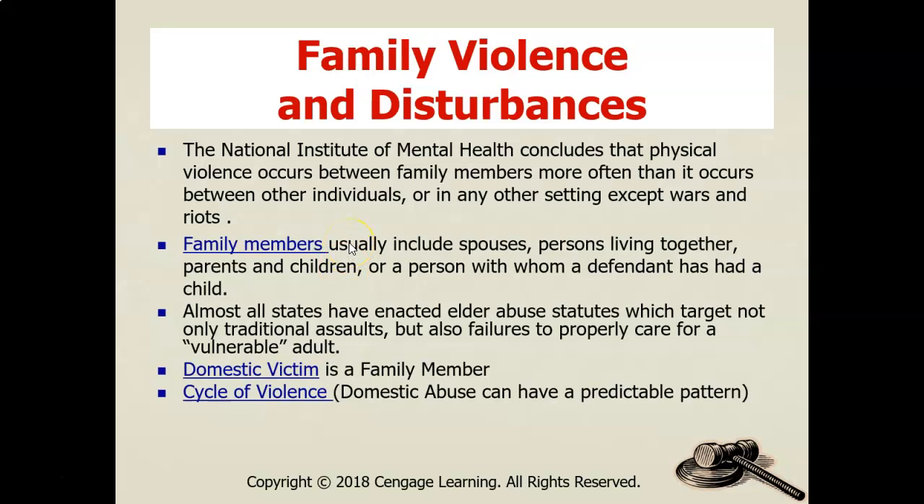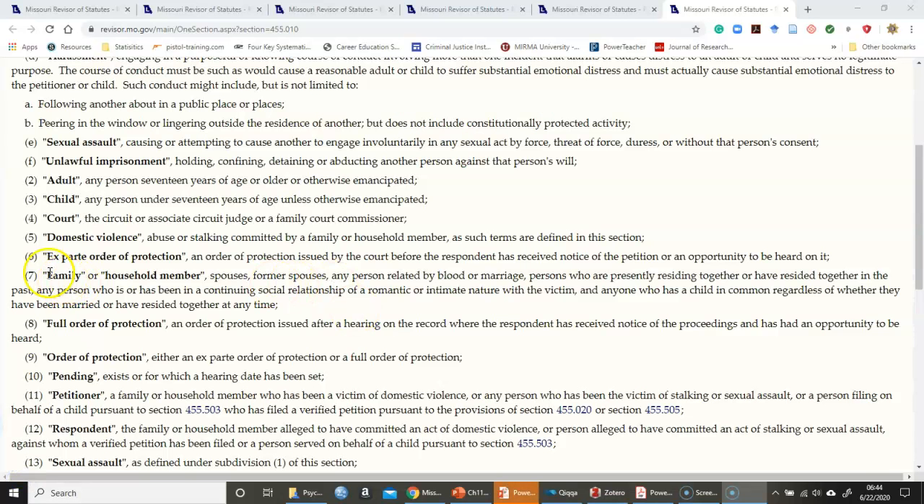As far as family violence goes, in addition to taking children, we start looking at domestic violence, and we did just a minute ago, as far as those different degrees. But family members usually include spouses, persons living together with parents and children, or a person from whom a defendant has had a child. As always, I would encourage you to look up all the definitions, because what we would consider from our local area to be a family member may not actually be what the statute says. So we don't want to ever assume. Always look up your vocabulary as far as the law goes.